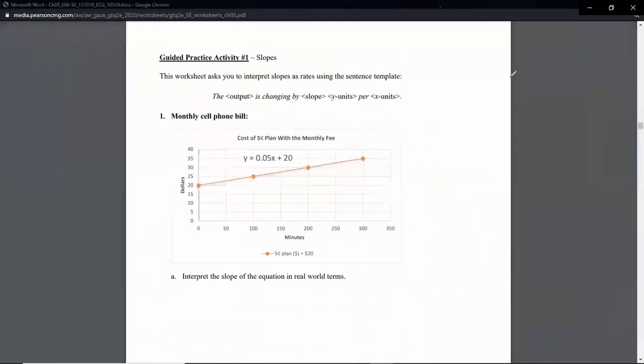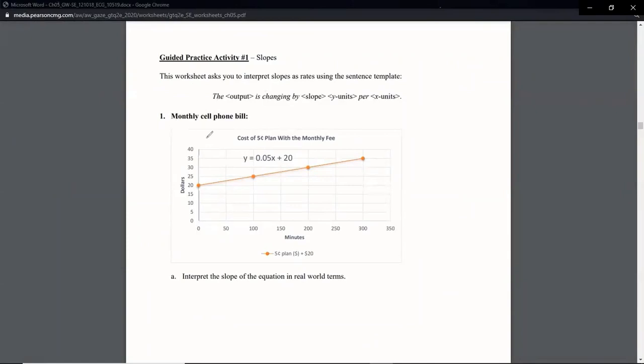This worksheet asks you to interpret slopes as rates of change using the sentence template as we already described previously. So the output, the Y, whatever that is changing by, or is increasing by, or is decreasing by. Write the number for the slope, then the ratio of those two units. But it has to be the output to the input units.